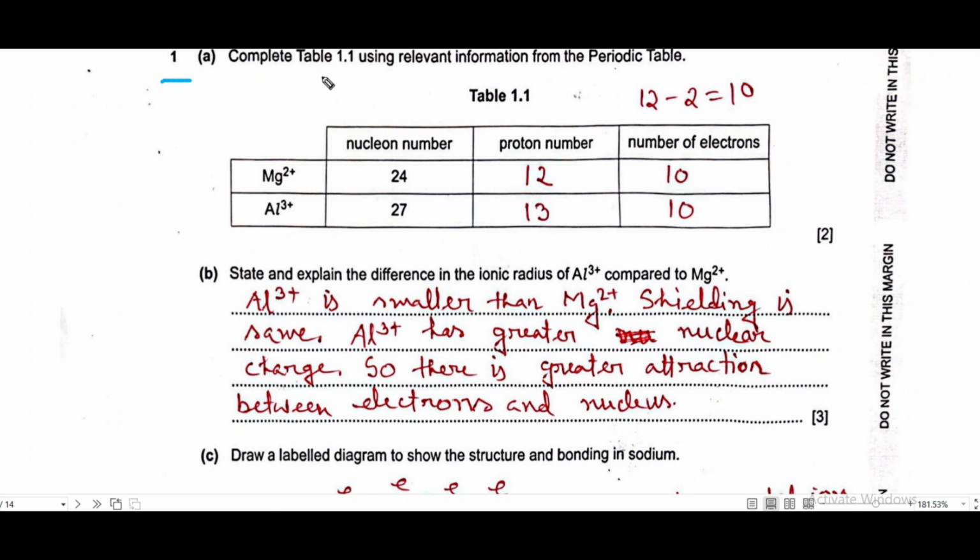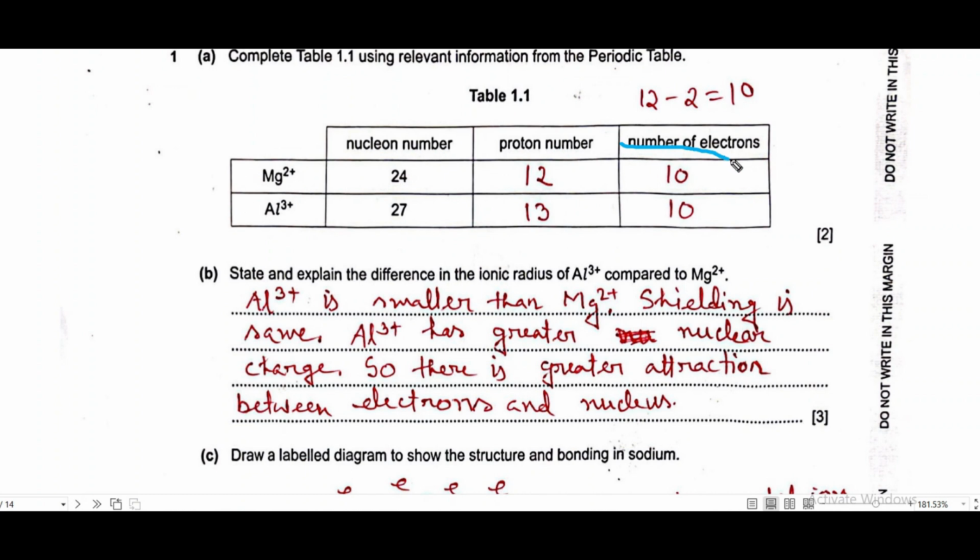Number 1. Complete the table using relevant information from the periodic table. Magnesium ion, aluminum ion. Nucleon number, which means mass number: magnesium is 24, aluminum is 27. Number of protons in magnesium is 12, and in aluminum ion is 13, which is the atomic number.